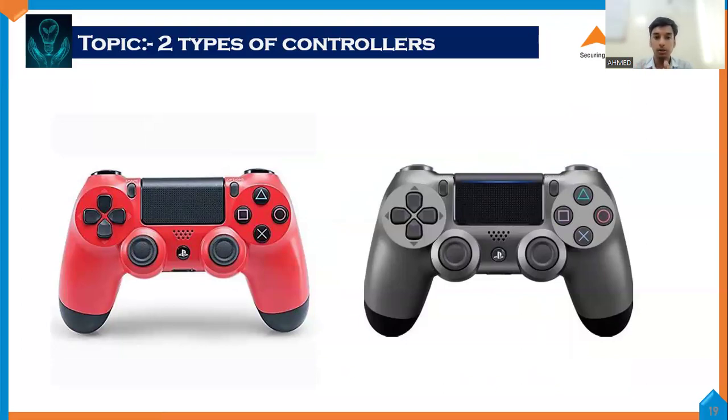There are two types of controller, model 1 and model 2. There is no big difference. The model 2 has a blue light indication bar on the right-hand side, up on the touchpad. In model 1, there is no blue light indication bar. In the red color, we are not having the blue light indication on the touchpad, but in the gray color we are having the blue indication bar on the right side.